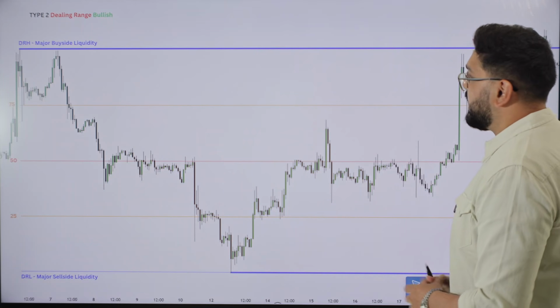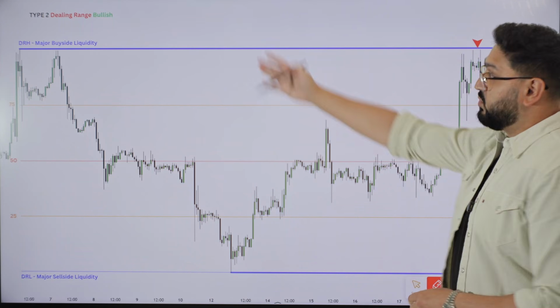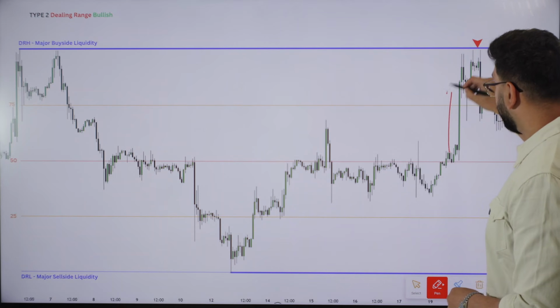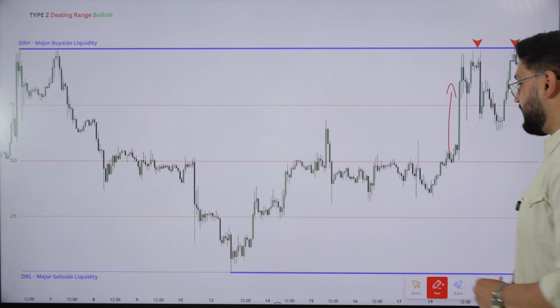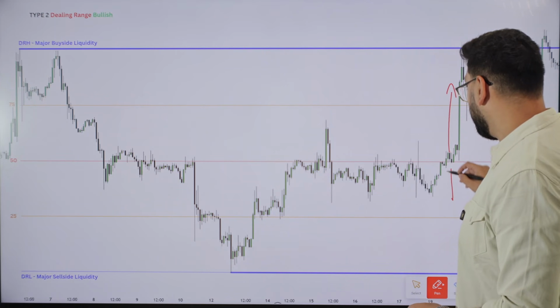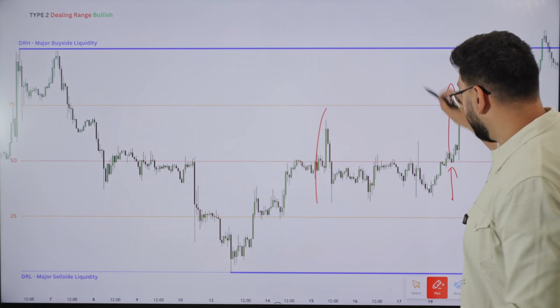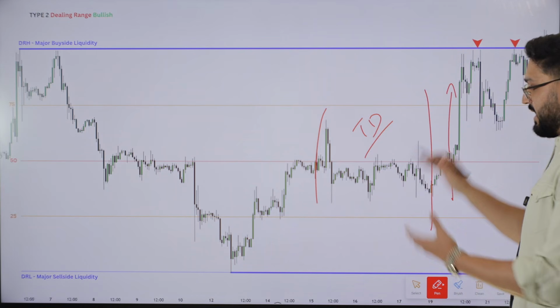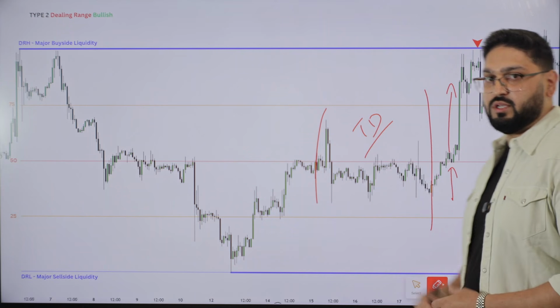Price now runs higher towards those relative equal highs. You can see how we have ran straight through the 75 DRT level. Now, another thing that causes a lot of confusion is the timing of when this happens. All of this area here is something known as time distortion, and is where the algorithm holds price to engineer liquidity.